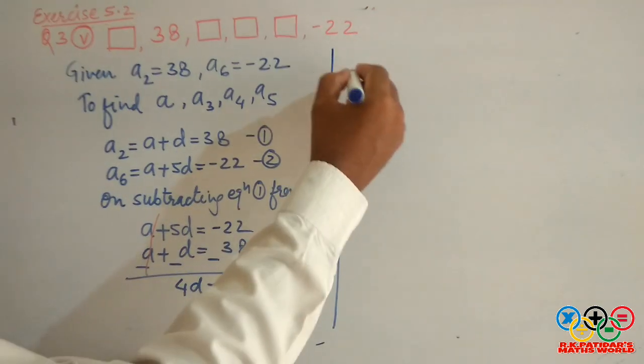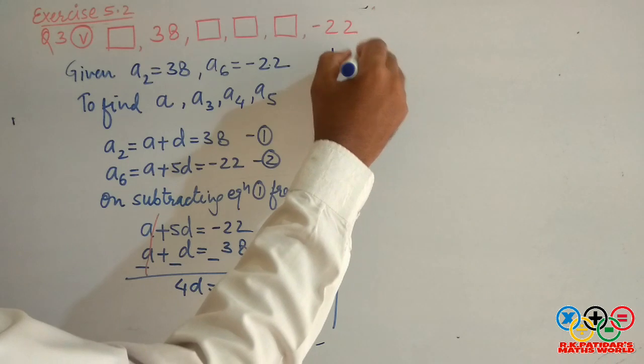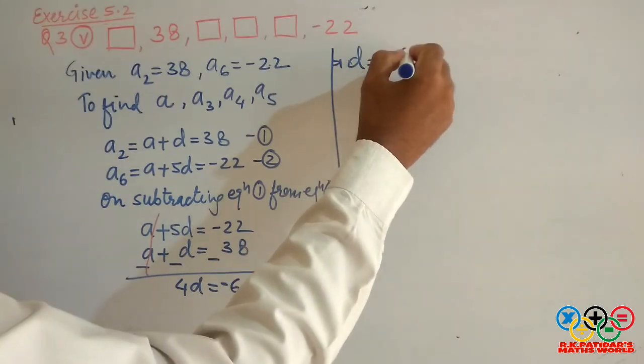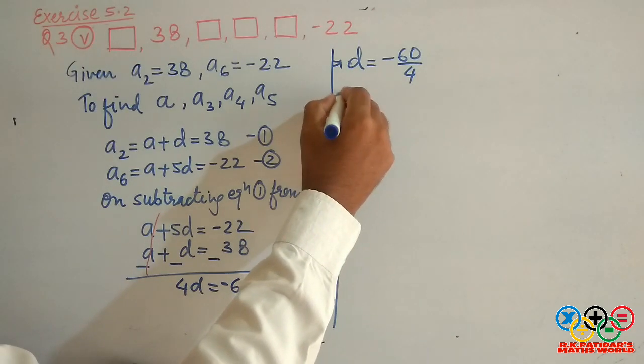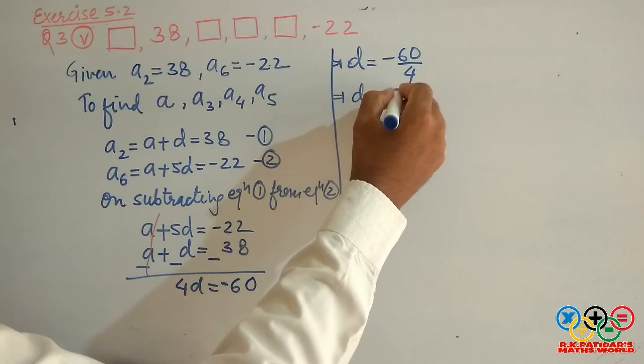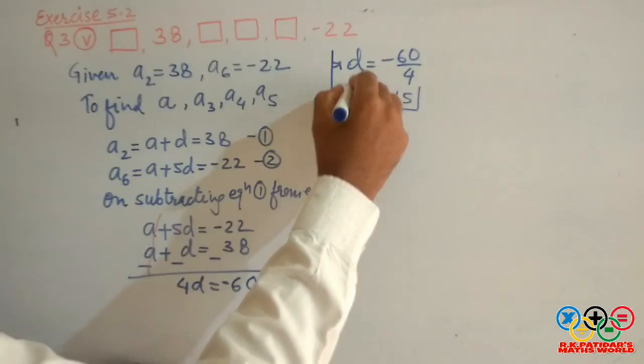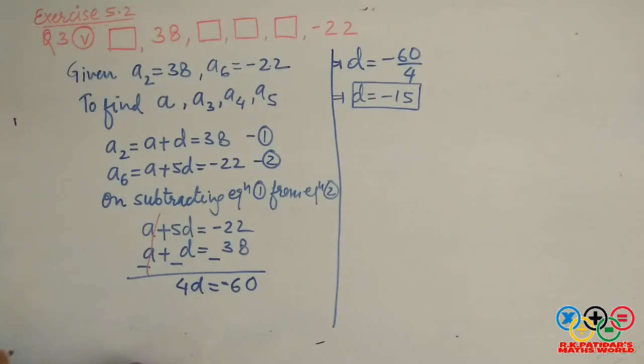So the value of d will be what? D is equal to minus 60 upon 4. So it is D is equal to minus 15. Okay, so we get here the value of D. Now one more thing, that is the most essential thing for an AP, that is the first term.